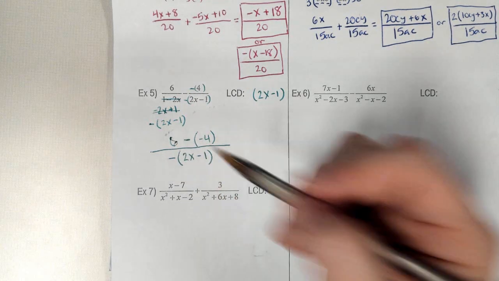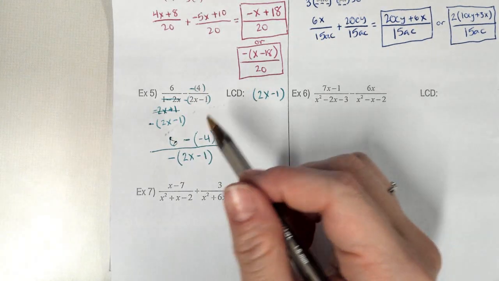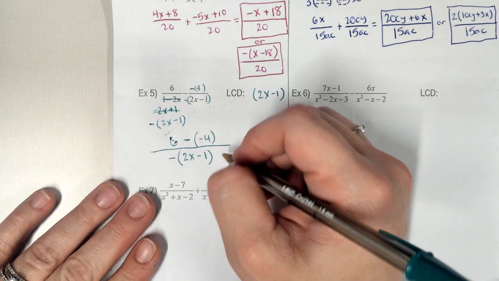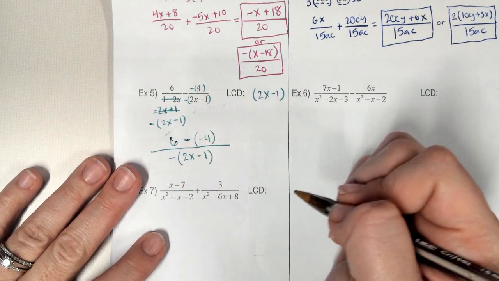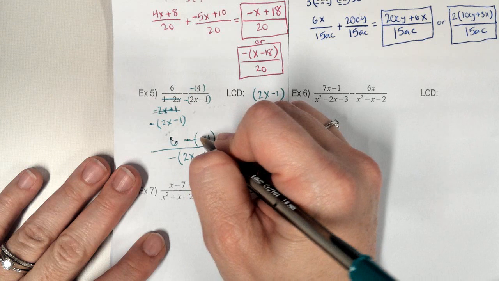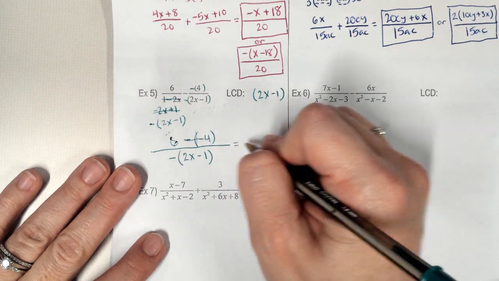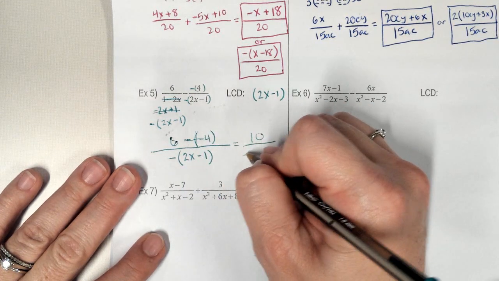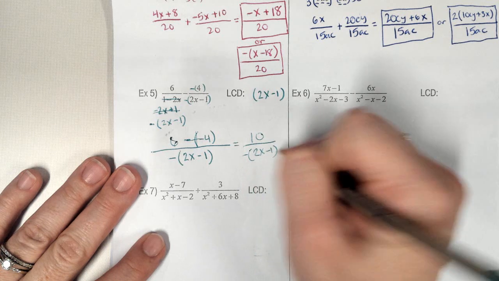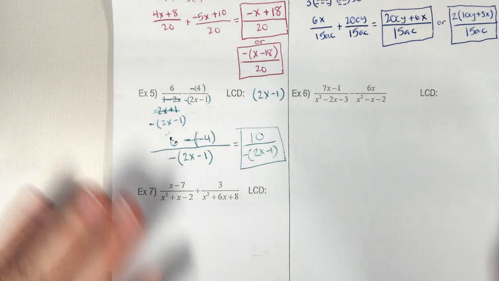I don't know what happened to my pen there. Okay, so two negatives make a positive, right? So this ends up being plus 4. So I get 10 over negative 2x minus 1. And that does not simplify.